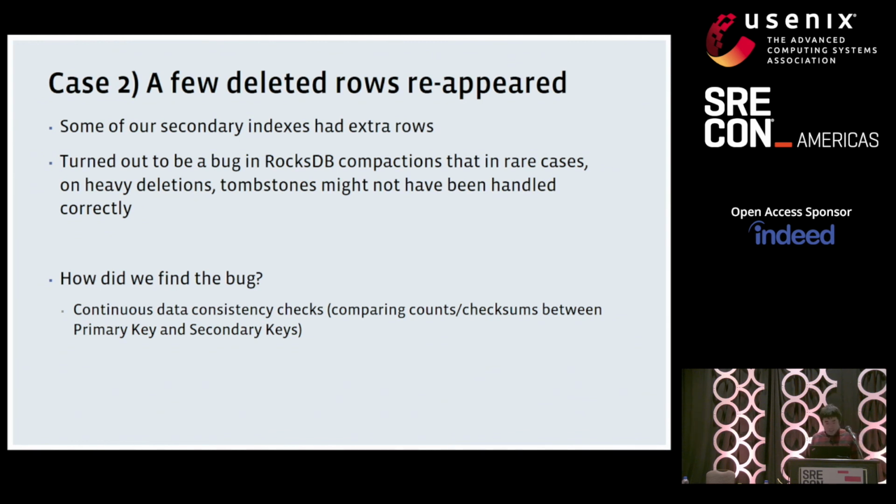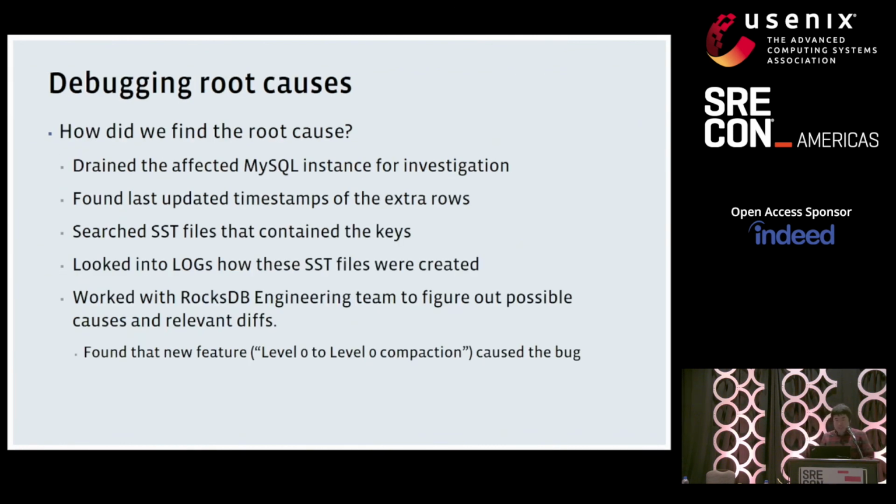So how did we find the bug? We continuously ran data correctness checks, comparing counts and checksums between primary key and secondary keys. And we started seeing mismatches between the primary key and secondary keys on a very few, 1 or 2, MySQL instances. After seeing the issues, the next step was finding the root cause: why this problem happened, and how we could mitigate the issues.